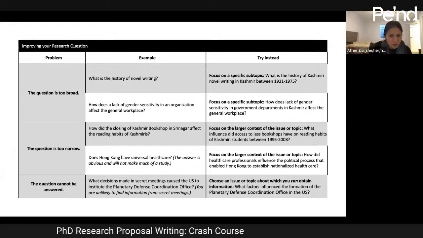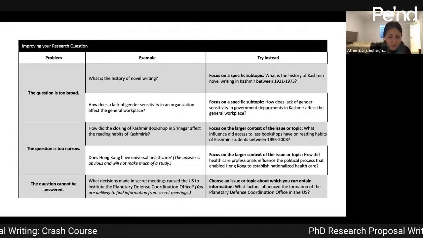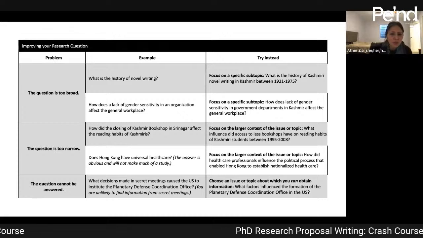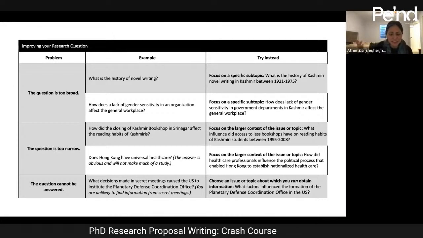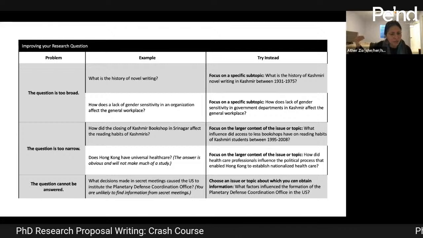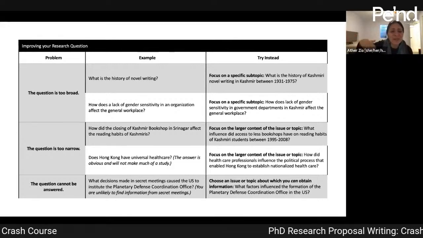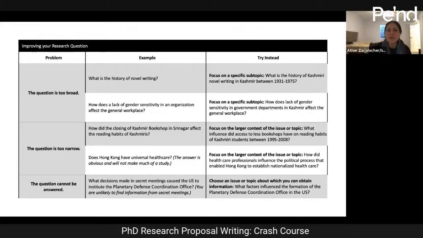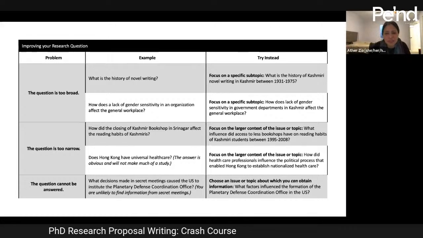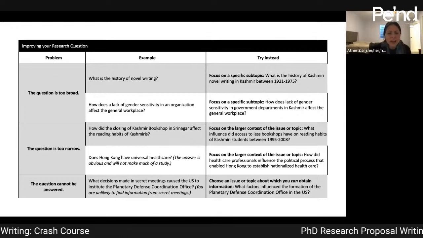A too narrow question would be, for example, and I don't know, all of you look very young, but there was a bookshop called Kashmir Bookshop on Polo Street. It was probably one of only two or three bookshops in Srinagar. It closed down in the early 2000s, I think.